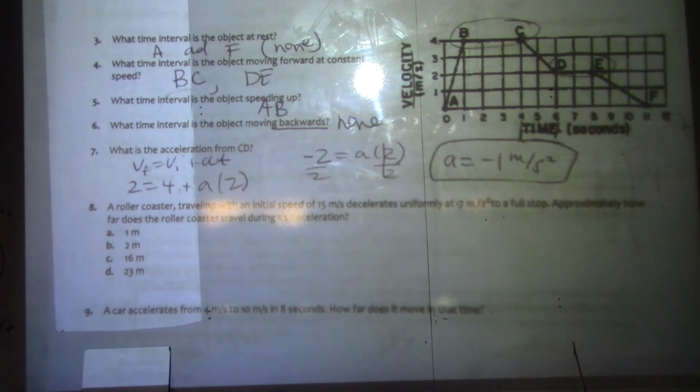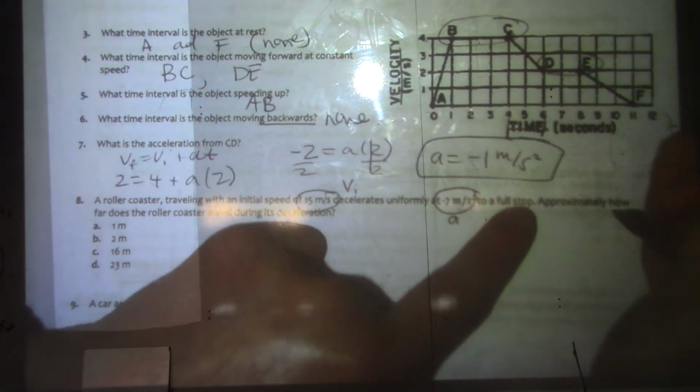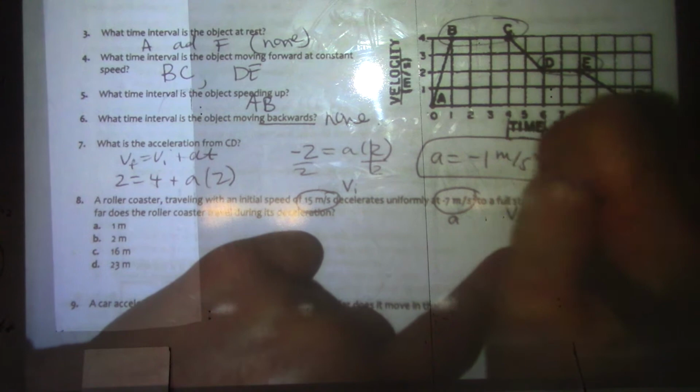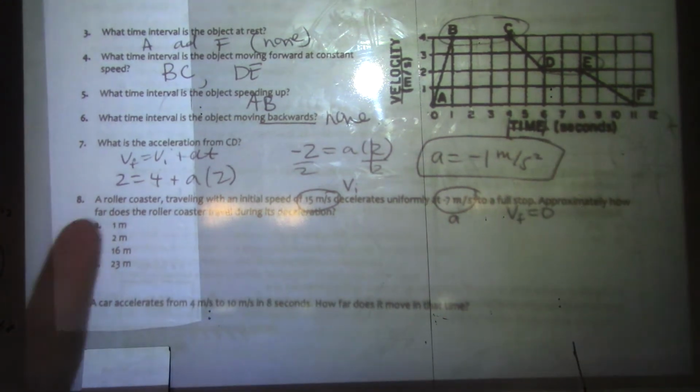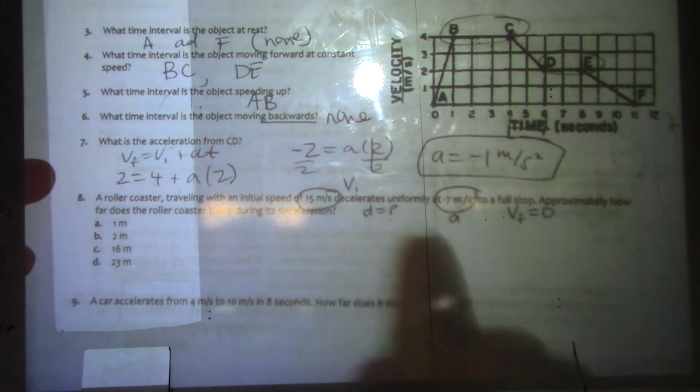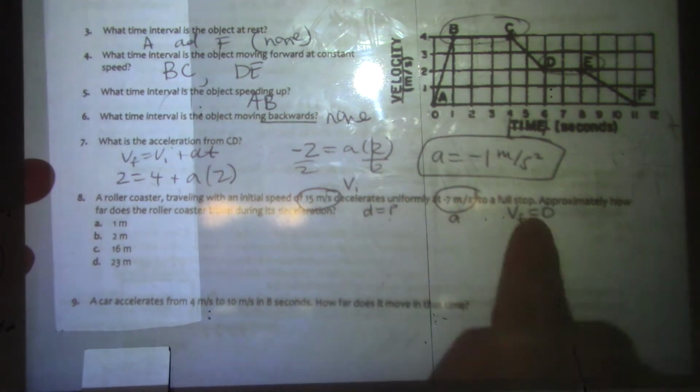We've got a roller coaster. It has an initial speed of 15 meters per second. Meters per second tells me this is V and its initial speed, so this is VI. It decelerates uniformly at negative 7 meters per second squared. Meters per second squared has to be an acceleration, because it's the units for acceleration. Full stop tells me my final velocity is 0, and we want to know how far it traveled, so that means I'm looking for distance. So VI, VF, A, and D.